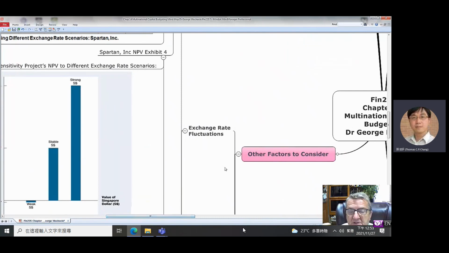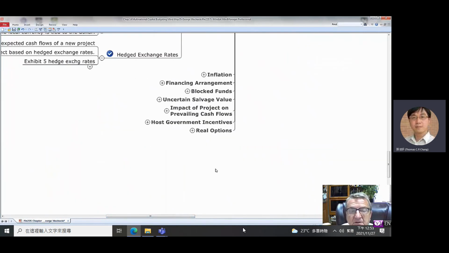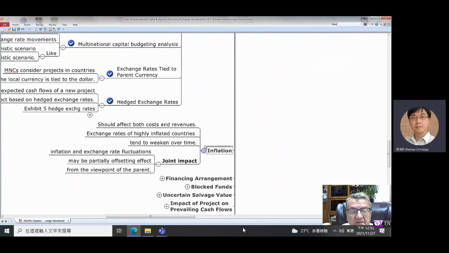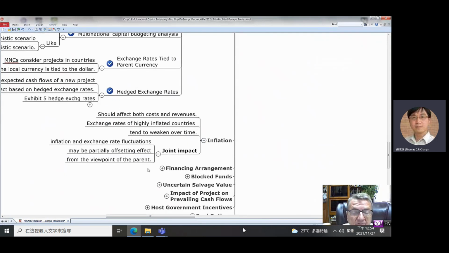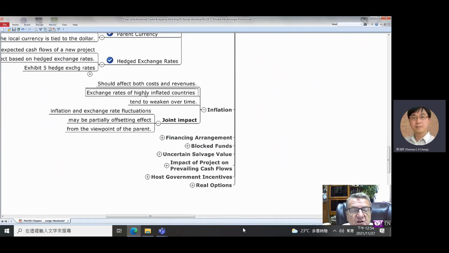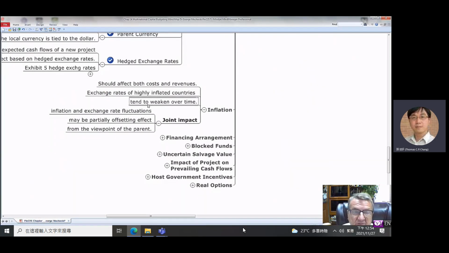Pretty good, huh? So that took care of the factors. Let's go now to inflation. It should affect both costs and revenue. Sorry, I didn't finish it. The exchange rate of highly inflated countries tends to weaken over time.